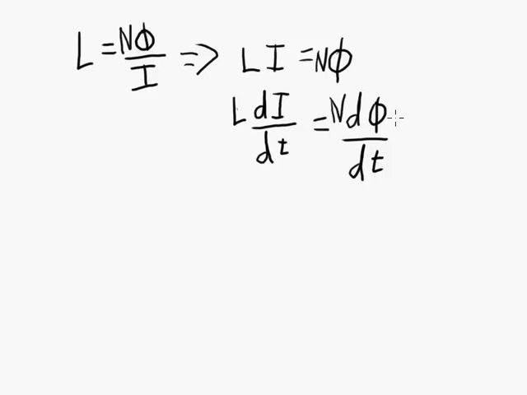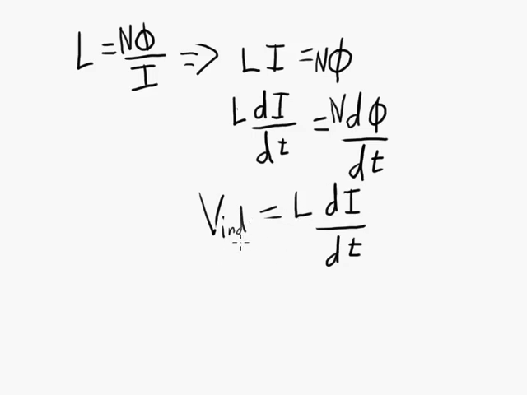This was Faraday's law, and it's saying that the induced EMF is equal to n times the rate of change of the flux. So if we rearrange or rewrite this equation, we've got this induced voltage going to be equal to the inductance times the rate of change of the current. And this is really the fundamental definition of what inductance is.